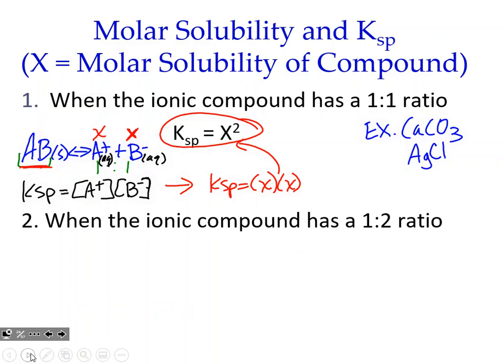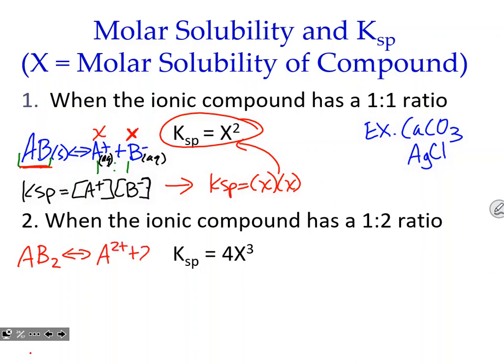For the 1 to 2, not sure if I showed you both scenarios or not, so I'm going to go ahead and make sure that I do so. The 4x to the third, probably showed you this one. Right here where it breaks apart into the A2 plus the 2 B minuses, right? That's one possible way of looking at a 1 to 2 ratio.